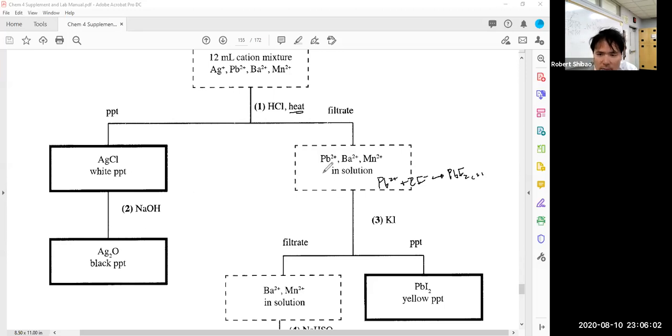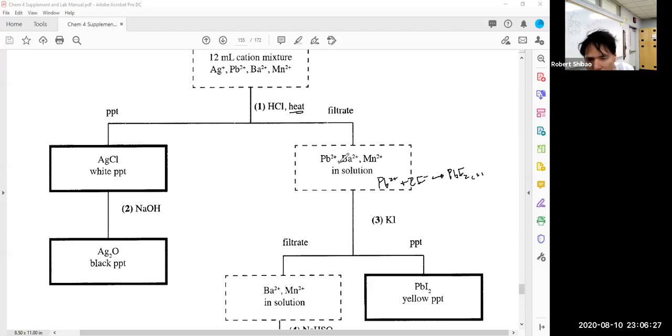All right, so now we got the lead, barium, and manganese, and hopefully no silver over here. And hopefully we didn't lose all the lead over here, because if we lost most of the lead over here, we'll come out negative here, because there's just not enough lead to precipitate. We need a certain minimum amount to be able to see a precipitate, and we might not have it.